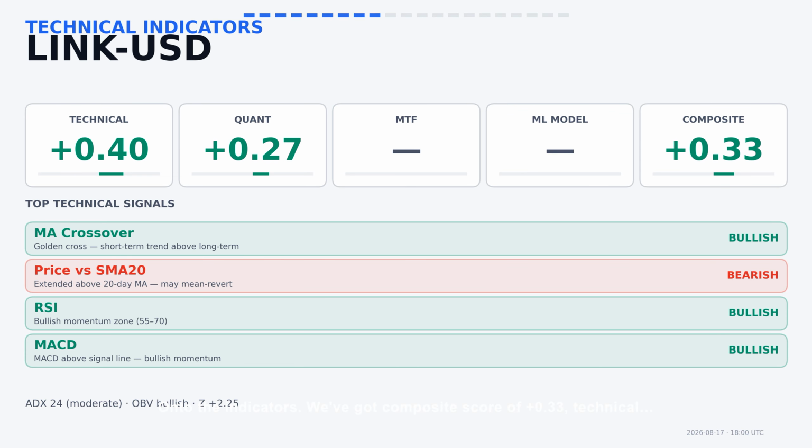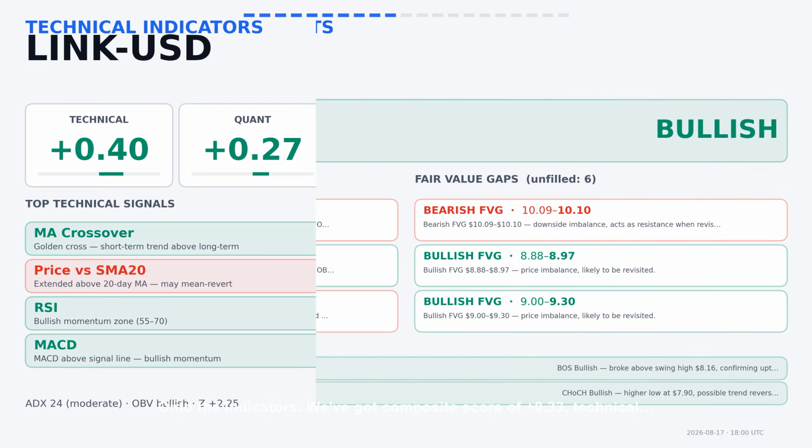ADX is at 24, and that tells us we're in a moderate trend regime. Important because some strategies only work when ADX is above 25. On-balance volume is bullish. That's a sneaky good way to spot whether the smart money is buying or selling underneath the price action. Quick gear change.